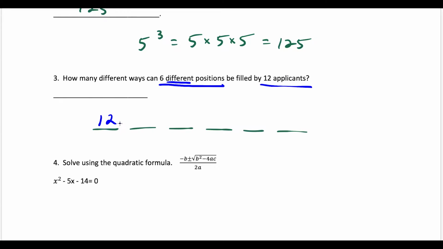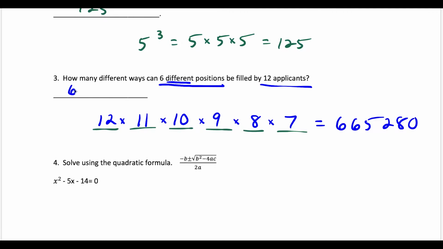But then once somebody has been selected for the first position, now there are 11 people left. And then for the third position, there'll be 10 people to choose from, then 9, then 8, then 7. And we're going to multiply these together. But this is just all calculator work here. We're not going to do the long multiplication. We'll use a basic calculator for this. And if we work this out, this is going to be equal to 665,280. So there's quite a few possibilities here. We'll just record this in the answer spot.